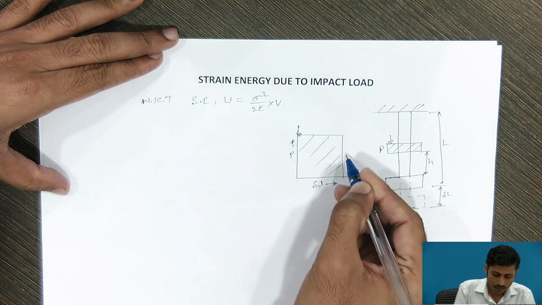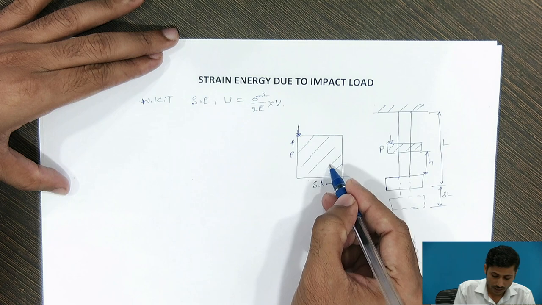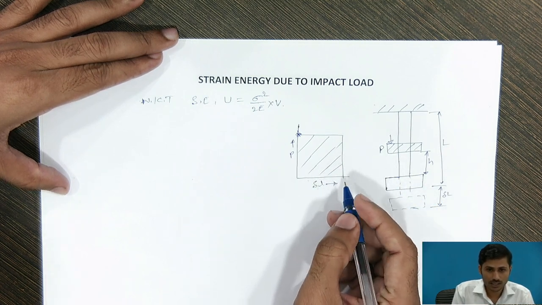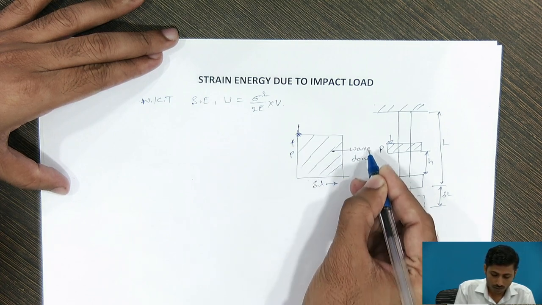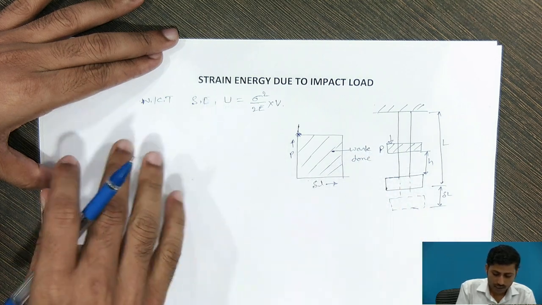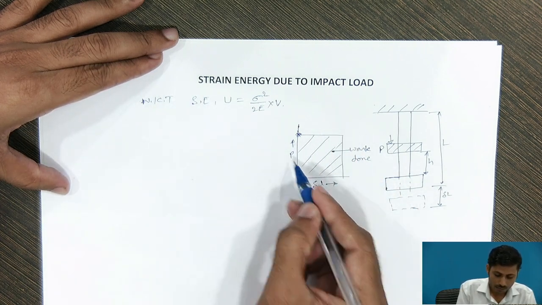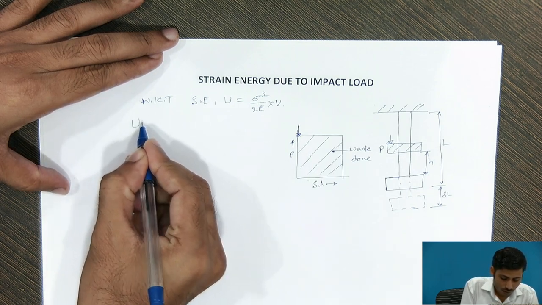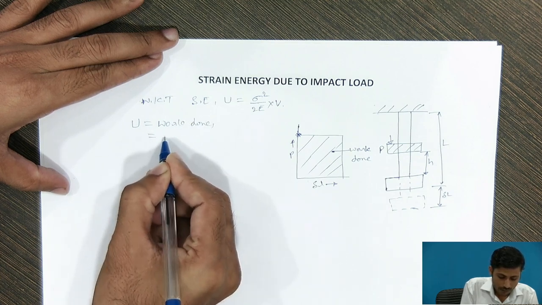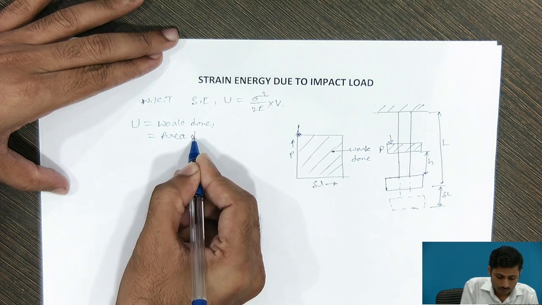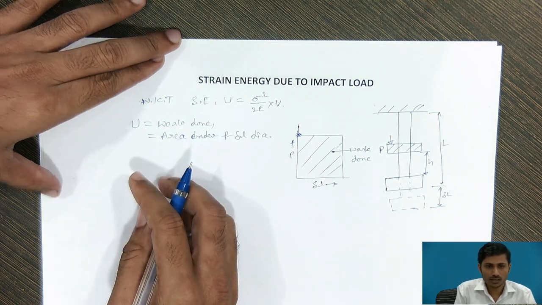So this sudden load is applied on an impact rod with a distance H. It impacts on the collar, so it increases the strain energy in the rod. This area under the diagram is called the work done on the rod. So now I can equate strain energy, which is nothing but the work done, and work done can be formulated as the area under the P delta diagram. So I can write that this is equal to work done, and this is equal to the area under the P delta diagram.